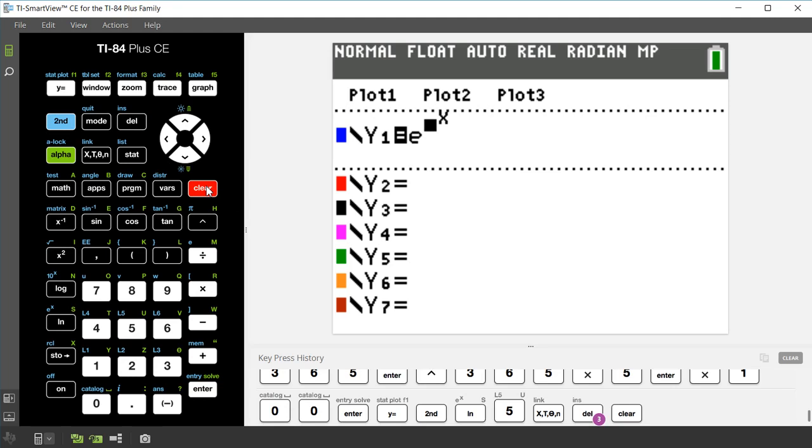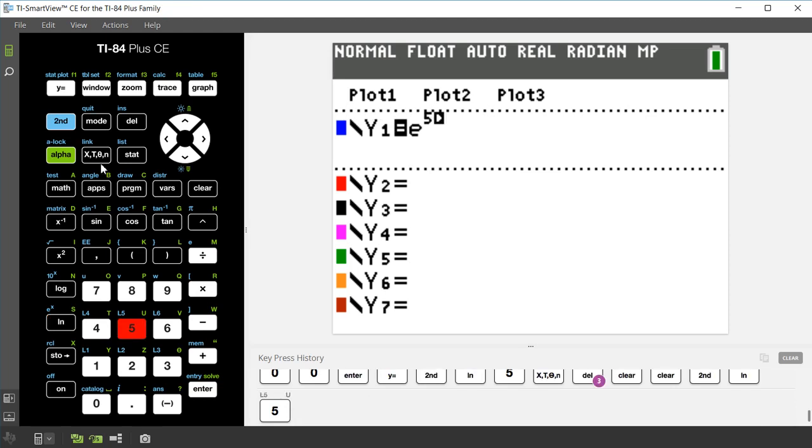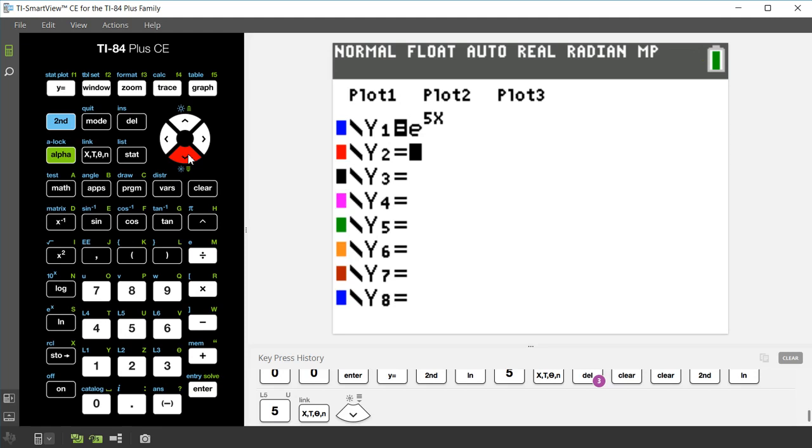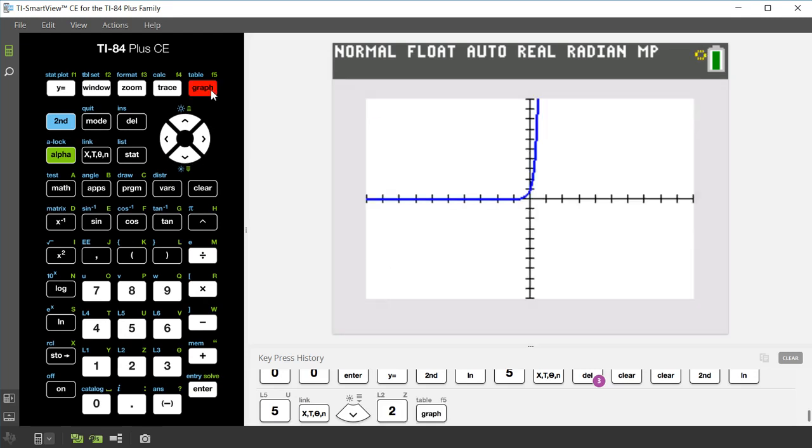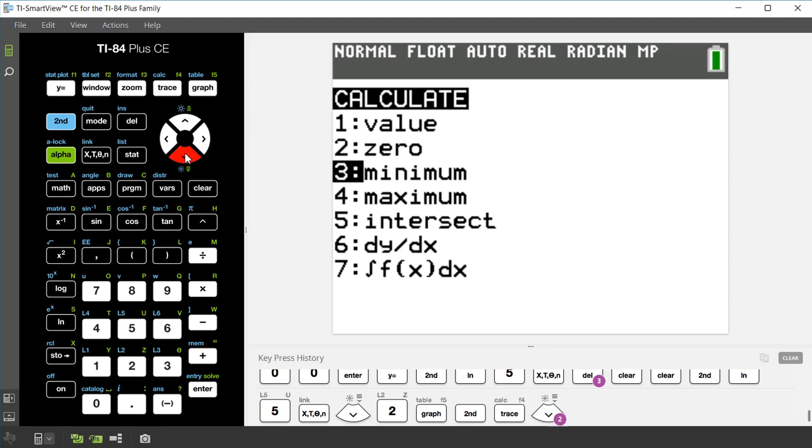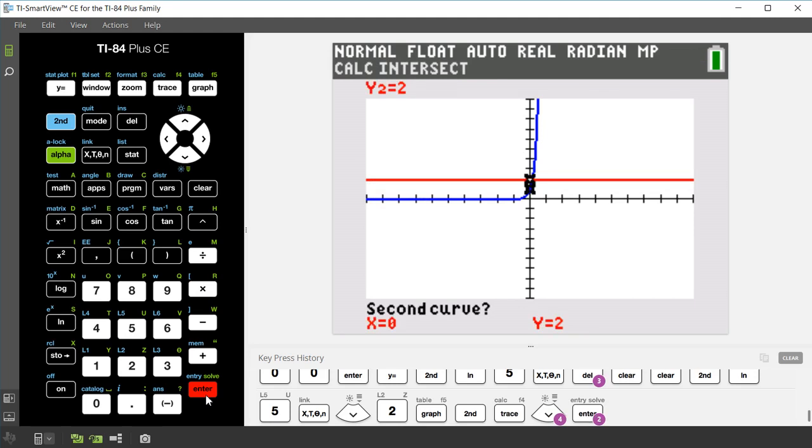Maybe just clear this out. Okay, so y equals e to the 5x, and then y equals 2, and then we go to graph. So here I just need to look for where they intersect. What I'm doing here is utilizing the technology to find where the two intersect. And we're going to learn more about how to do that by hand if we are not going to use a calculator.